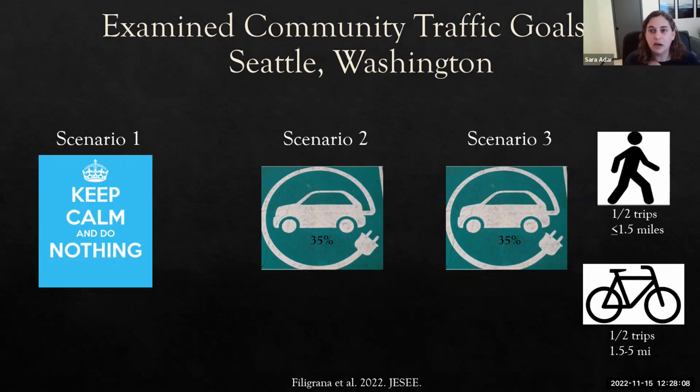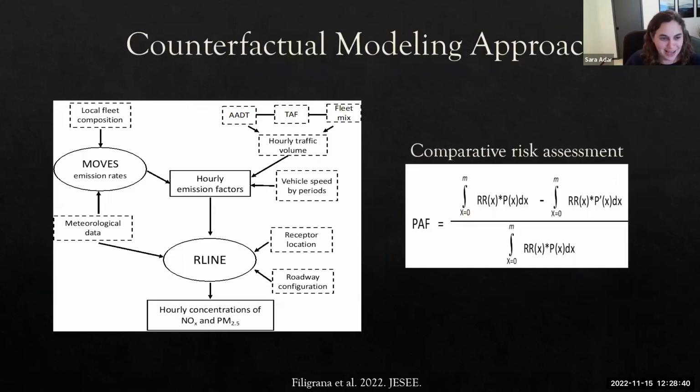And then in a third scenario, she asked the question, what would happen if not only did people change out their cars to locally less polluting cars, but they actually also stopped driving. So if a trip was less than 1.5 miles, half of the people started using active transit and walked. What if trips that were basically 1.5 miles to 5 miles, half of those trips were replaced by people on bicycles? And so she's asking that question.